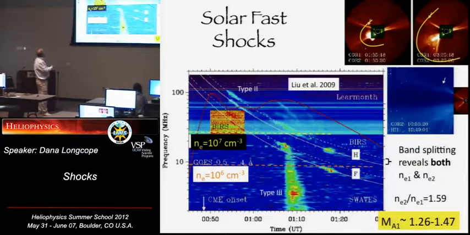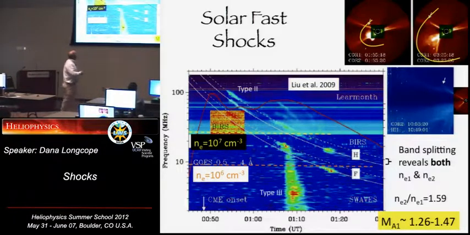So this is 30 megahertz. This is an electron density of 10 to the 7 per cubic centimeter. 10 megahertz is 10 to the 6 per cubic centimeter. So the fast shock is going from high densities, up around 10 to the 8. That's sort of the density in the corona. And it's going out to lower densities, like 10 to the 6. This is the shock moving through the solar wind.